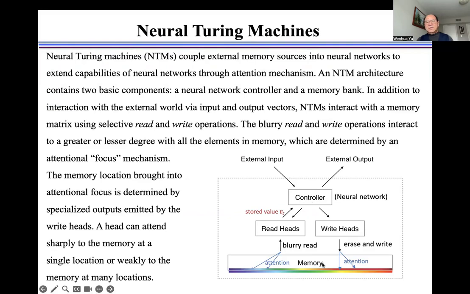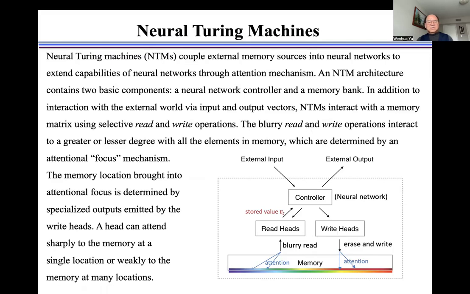This is the controller, this is the memory bank. In addition to interaction with the external world via input and output vectors, NTMs interact with the memory matrix using selective read and write operations as shown here. The blurry read and write operations interact to a greater or lesser degree with all the elements in the memory, which are determined by attentional focus mechanisms.